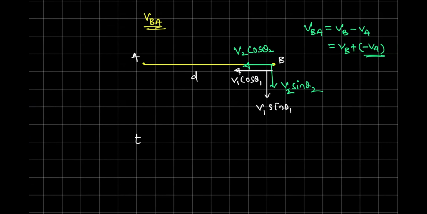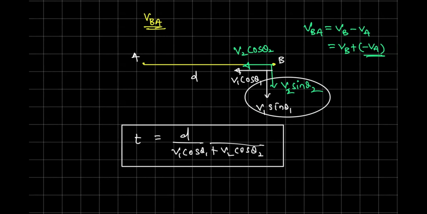Suppose the distance between A and B is d. The time to cover the distance, we can say, will be d by (v1 cos theta 1 plus v2 cos theta 2), and the second component is responsible for the rotation of particle B with respect to A. So this component is responsible for rotation, or angular displacement, actually you can say.